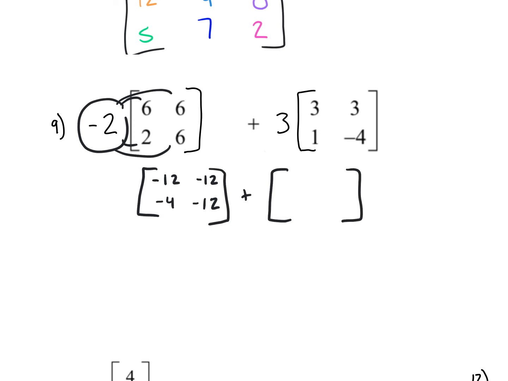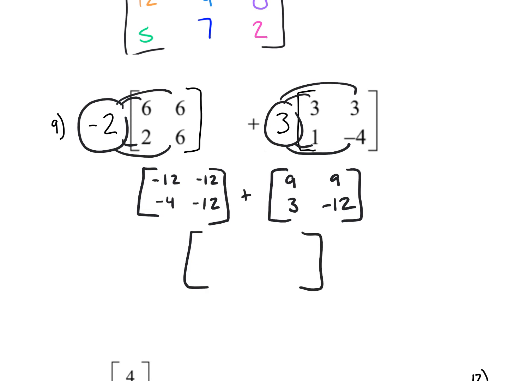Now we do it again. We're distributing 3. So make sure 3 gets multiplied to everything inside the box. So 3 times 3, 3 times 3, 3 times 1, 3 times -4, -12. Now we add.